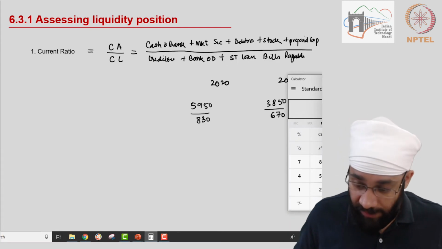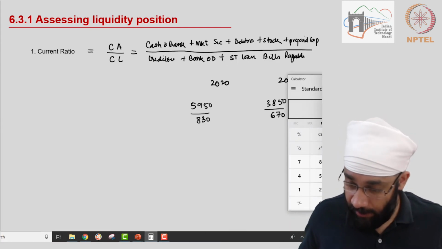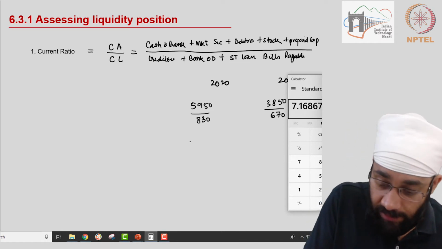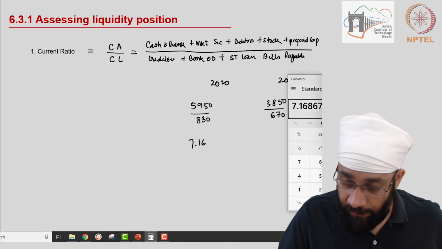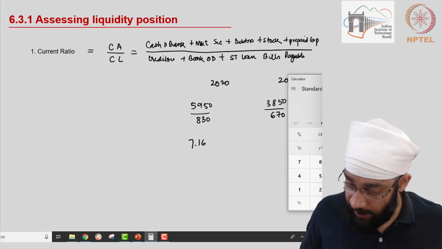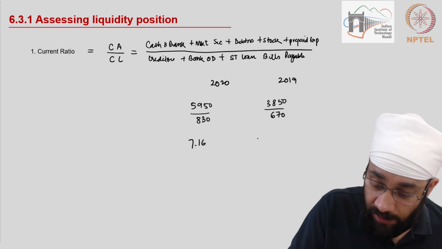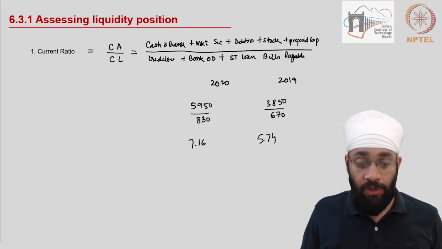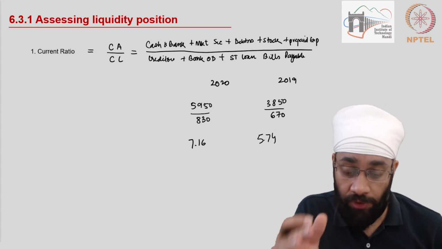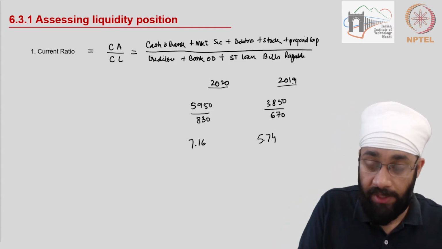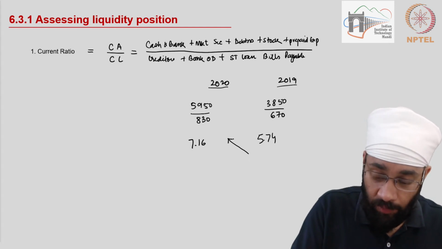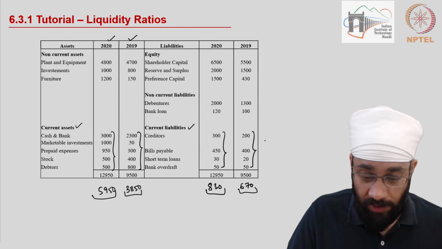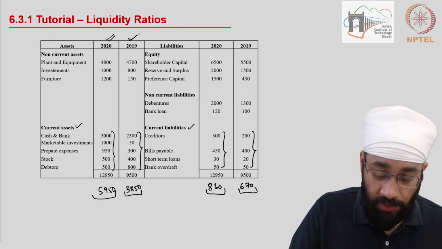So I have to do 5950 divided by 830, which gives me 7.16. And for the previous year, we have 3850 divided by 670, which gives me a ratio of 5.74. There you go. So now we have the current ratios for the 2 years, 2020 and 2019, and clearly the trend is upwards. It has improved. Let me just verify. Yes, so this is 2020, this is 2019.